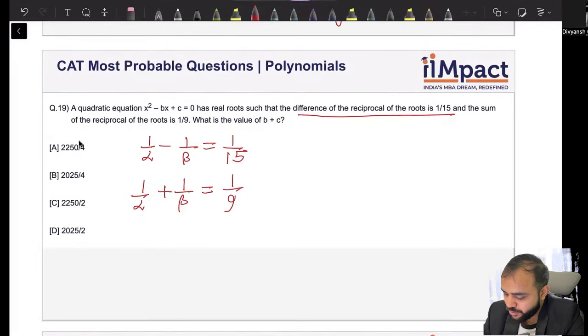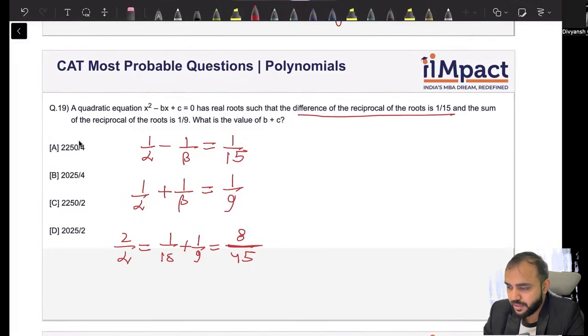If I add these two equations, I'll get 2 by alpha is equal to 1 by 15 plus 1 by 9, which is going to be, if I take the LCM, this is going to be 45. So 15 into 3 and 9 into 5. So that is 8, right? 3 plus 5. Yeah. So alpha is given to me as 45 by 4. I can now substitute this back.